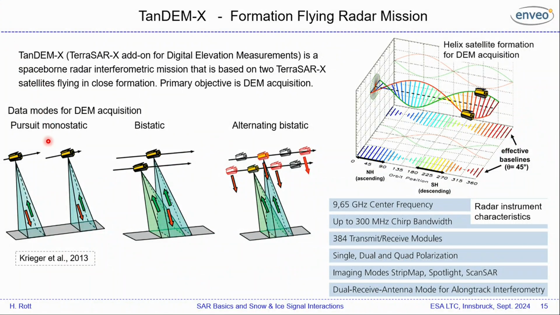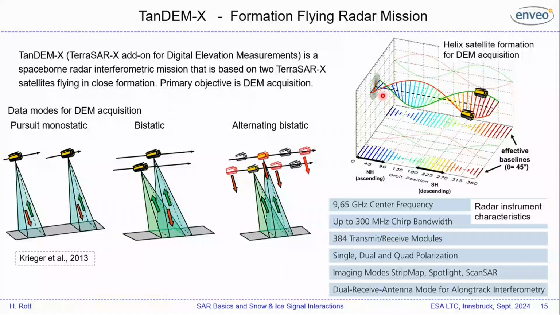And these are the acquisition modes here. For example, pursuit monostatic, where you have two active acquisitions, then bistatic, where one satellite operates active and passive, and here the refracted signal of the first satellite is used. Then there's alternate bistatic and so on. And this is 9.6 gigahertz center frequency. And I will show examples for this.